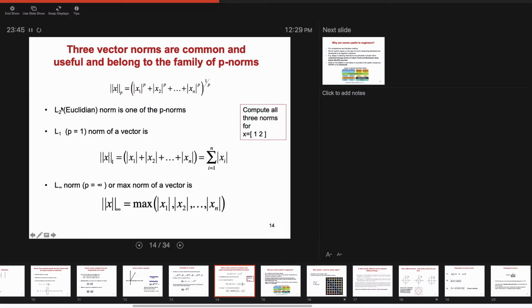Now, I could also have a so-called max norm, which you get mathematically when you take p to infinity. So it's a very large number. Let's say that it's 1,000.